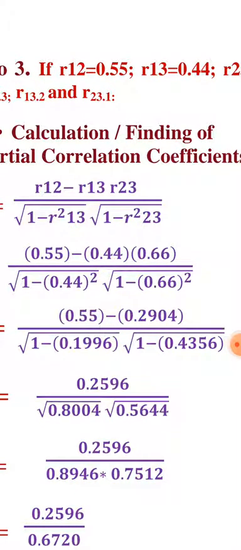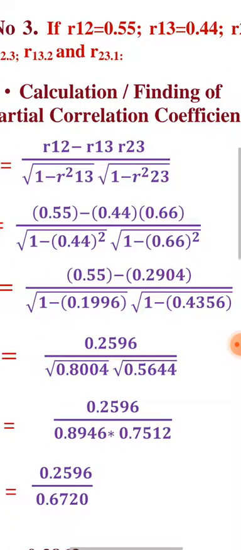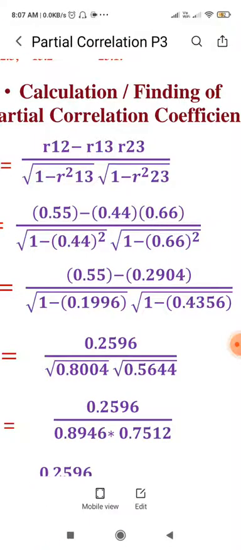Next step, third step, multiplication and square. The multiplication of 0.44 and 0.66 will be 0.2904. Then the square of 0.44 will be 0.1936 and the square of 0.66 is equal to 0.4356. After square and multiplication, the next step is subtraction. The subtraction of 0.55 minus 0.2904 will be 0.2596.